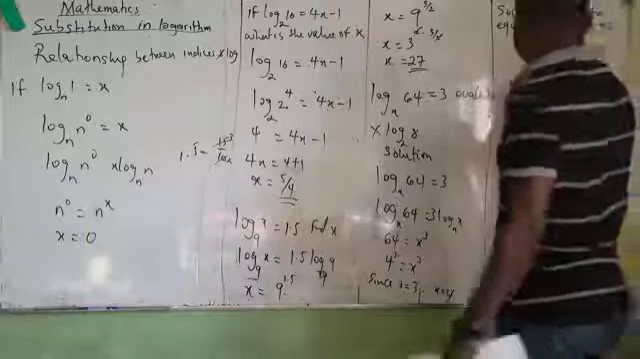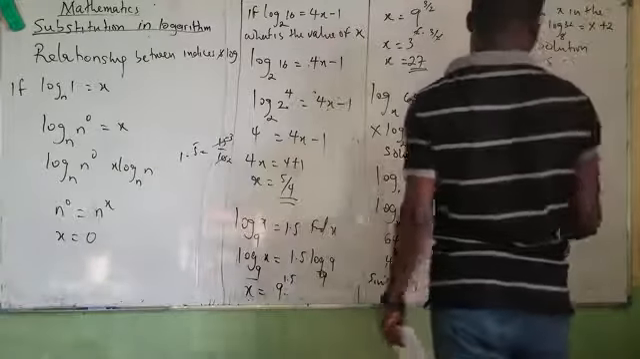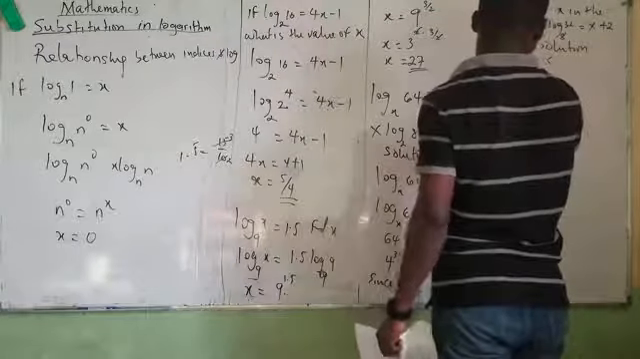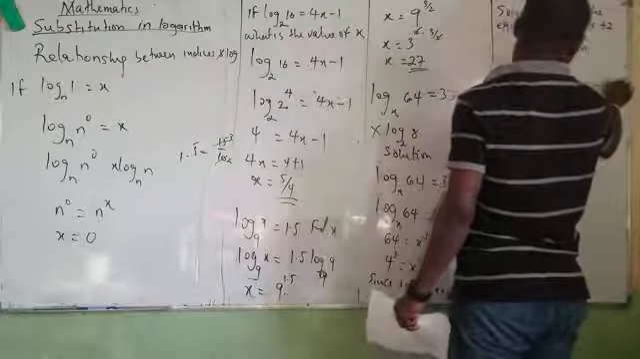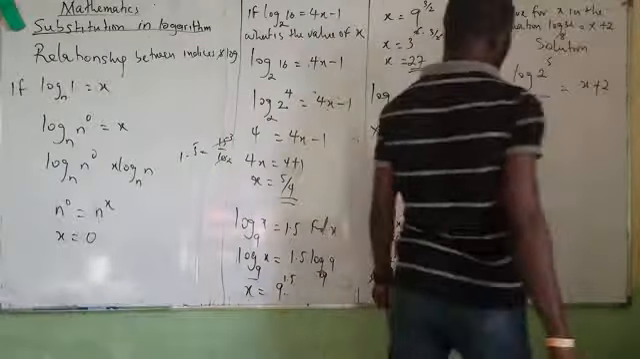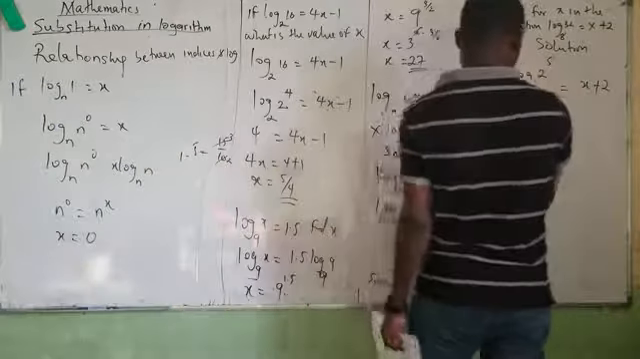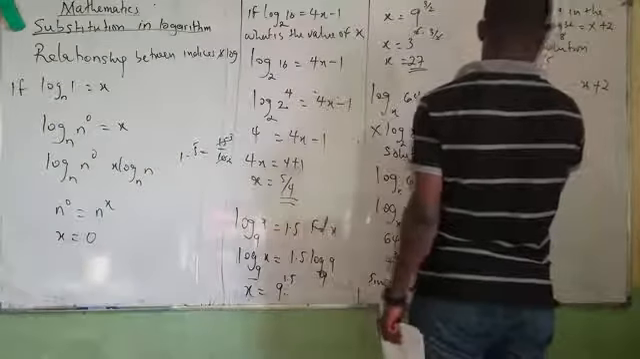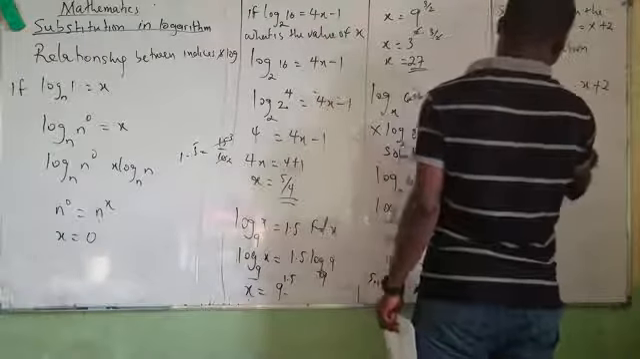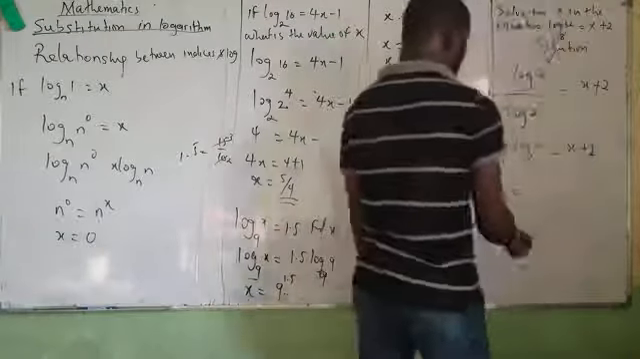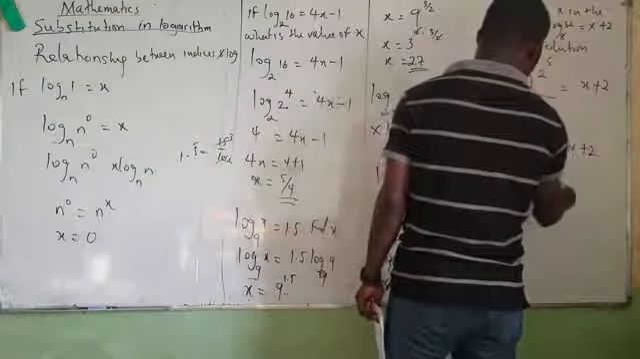I can think of log 2 raised to power 5, which is 32, and divided by log 2 raised to power 3 equals what? x plus 2. Now, I just convert everything to another base, which I have 5 all over 3 log 2, which is x plus 2. Can you see 5 all over 3 equals x plus 2.